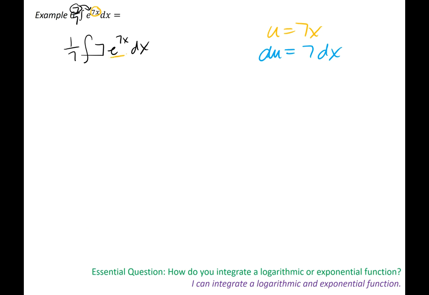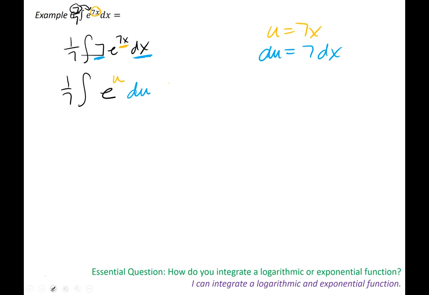Sorry, that was not what I wanted to underline. Okay, let's try that again. All right, so 7x is my u. And then my du is 7 dx. So let's go ahead and substitute in now. I'm keeping the 1/7. I'm keeping the e. For the 7x, I'm substituting in u. And for the 7x dx, I'm substituting in du.